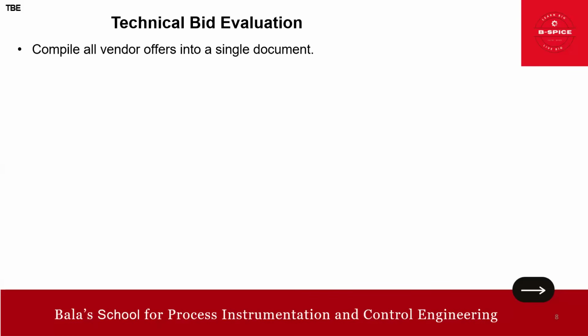So what do we have to do as part of the technical bid evaluation? We need to compile all vendors in one single document, in an Excel sheet. For example, for a control valve, you can look at the valve body material, the bonnet type, the valve trim, the positioner, the air filter and the diaphragm. We need to see whether all these comply with our spec.